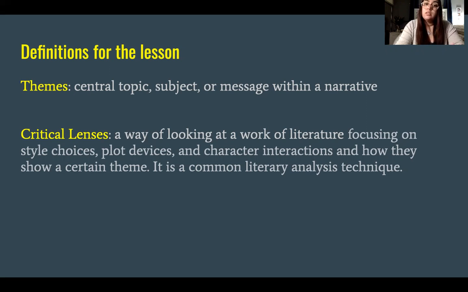Analysis technique. You're kind of just looking at how did the author write this story? What devices did they use? And how do the characters sort of act and speak to each other to make a point, or that point that the narrator is trying to make, right?